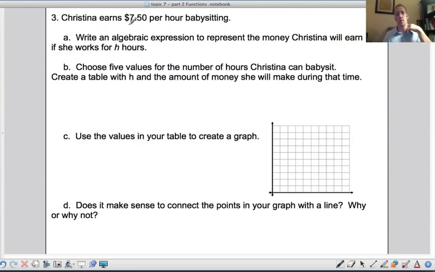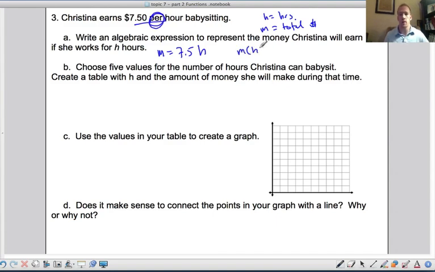Christina earns $7.50 per hour babysitting. Write an algebraic expression to represent the money Christina will earn if she works H hours. So we're saying H equals the hours worked, and we're going to say how much she makes. Let's call that M for make, equals total money made. Write an algebraic expression, so we could write M equals 7.5 times H, right? Because it's $7.50 per hour. Or you could do M of H equals 7.5H.